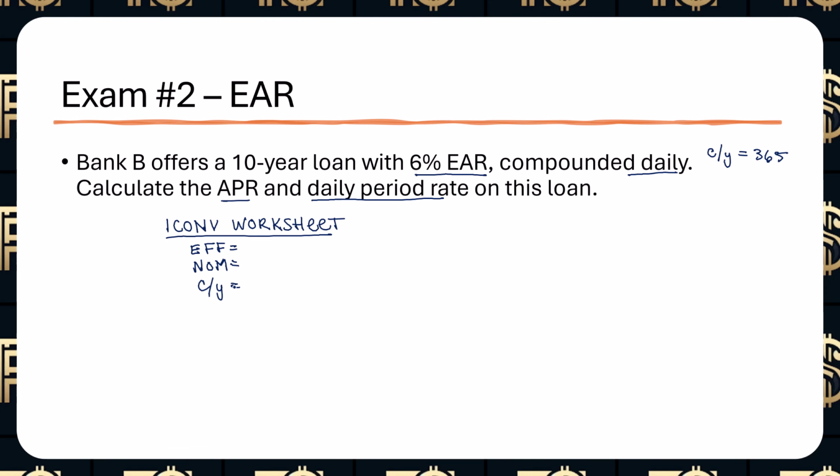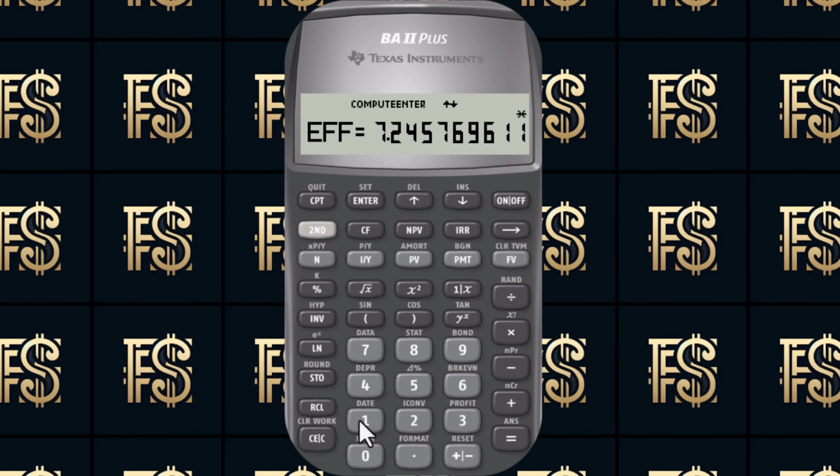The effective annual rate on this loan is 6%. Remember, that's what you actually earn or pay if it was a loan. But what Bank B actually has to quote is the APR, so we'll use the calculator to find the value of that through the NOM, or the nominal rate. The compounding periods per year, once again, is 365. Let's go ahead and get into this worksheet.